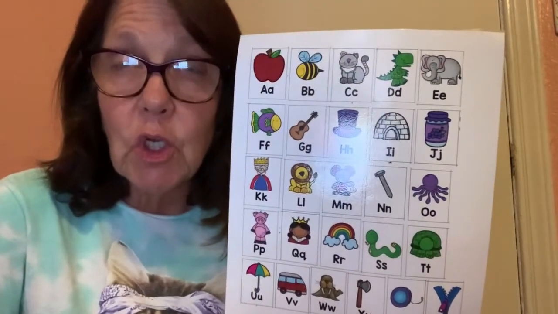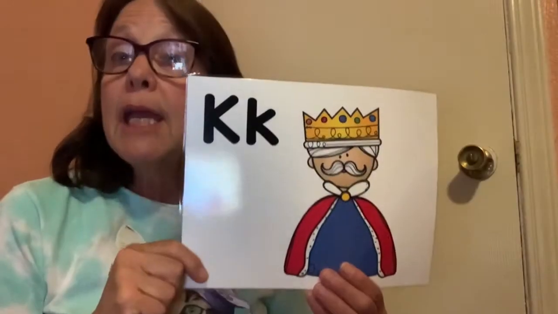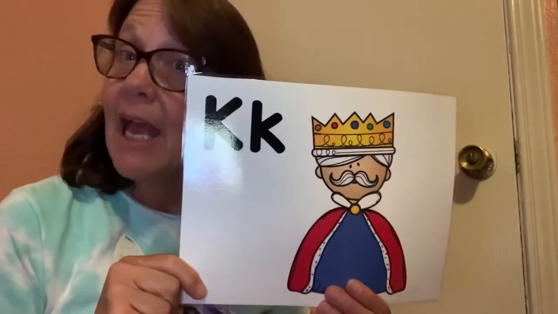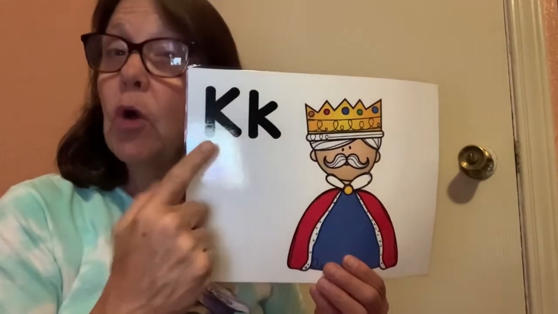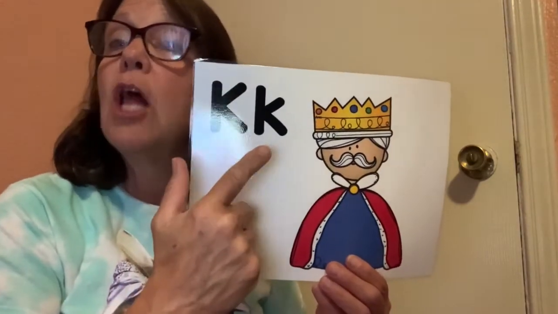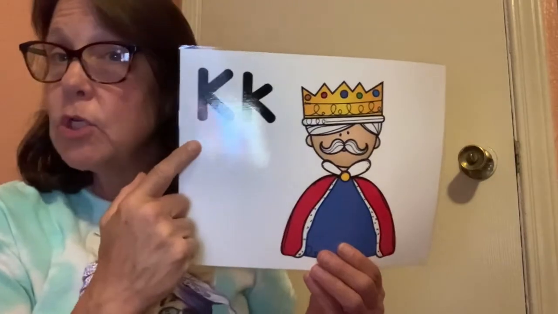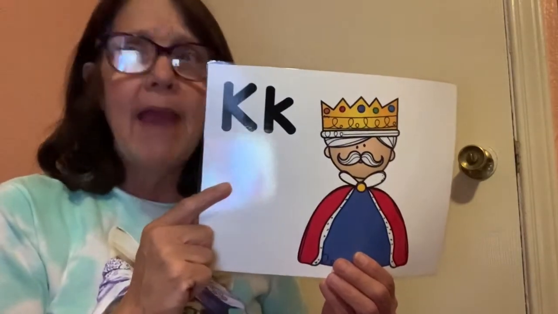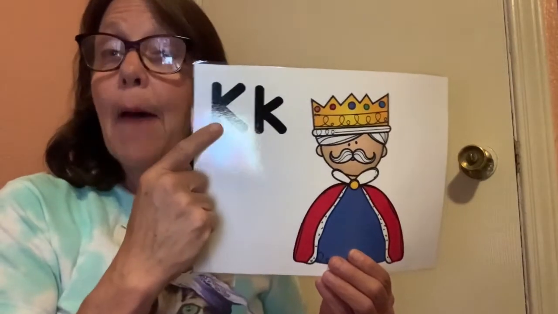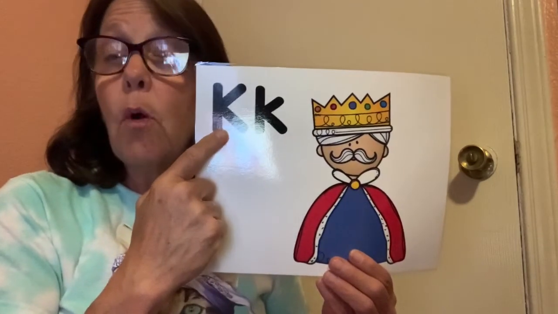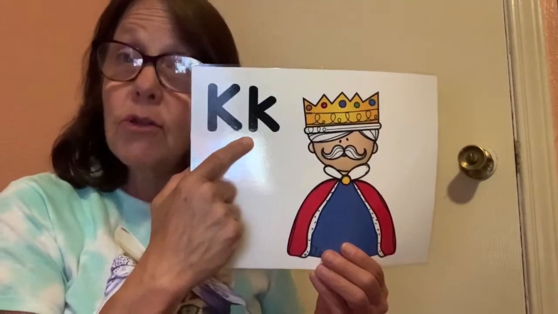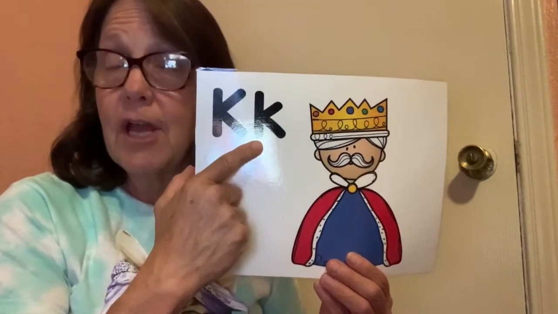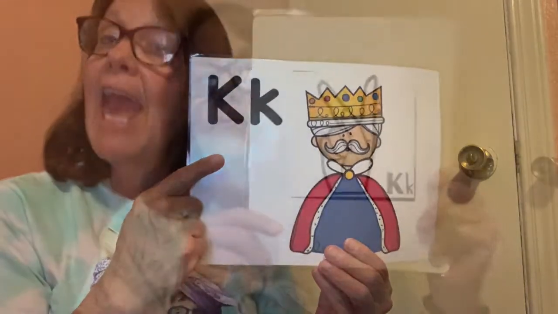Now let's take a closer look at the letter K. Here we have the letter K. That's the name of this letter, K. The letter K has a capital or uppercase K, and it also has a lowercase k. The capital and lowercase k look very similar, but the capital K is larger than the lowercase k. The capital or uppercase K is a tall letter, and the lowercase k is also a tall letter. The name of this letter is K.